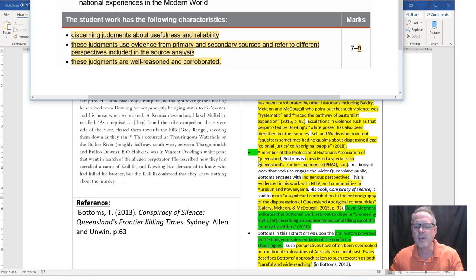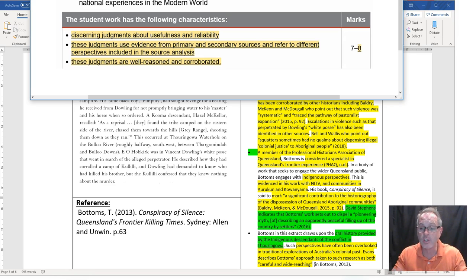That's, in a sense, giving him authority, and I'm starting to say he is perhaps reliable because of that. Okay, he's considered a specialist, and I reference that idea. Now I'm definitely getting to the idea of reliability. In a body of work that he has created, he's engaging the Queensland public and engaging with Indigenous perspectives. So I'm saying here is, the judgments use evidence and refer to a different perspective. Bottoms uses perspectives that are consistent with Indigenous positions.